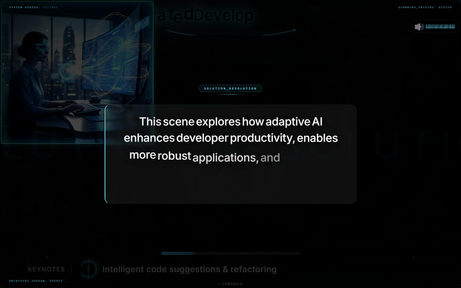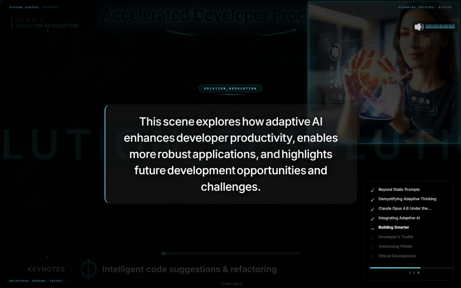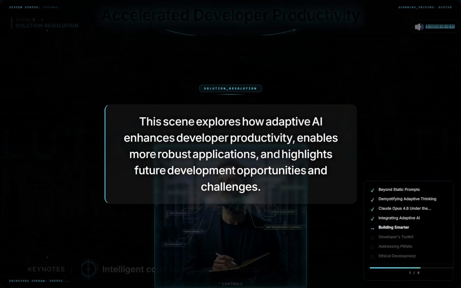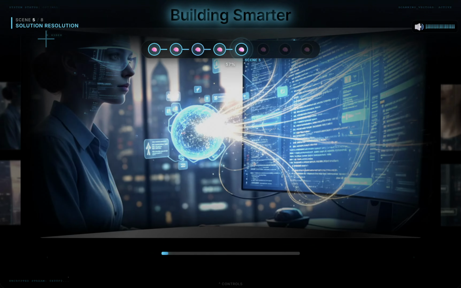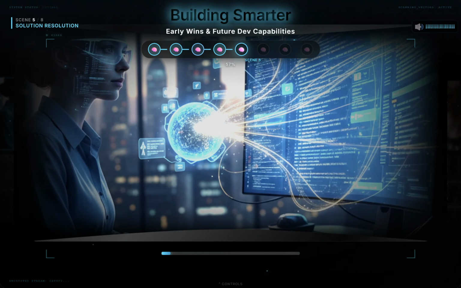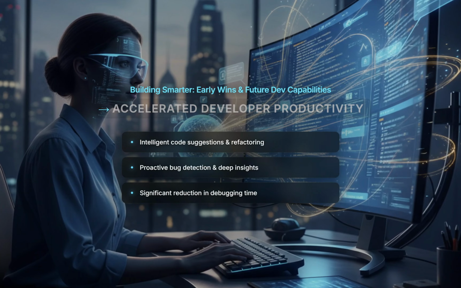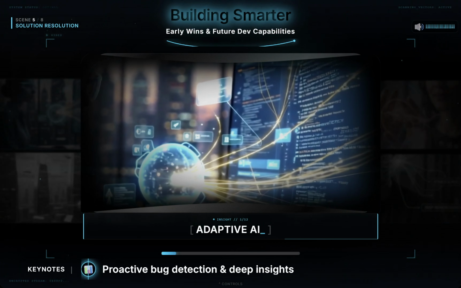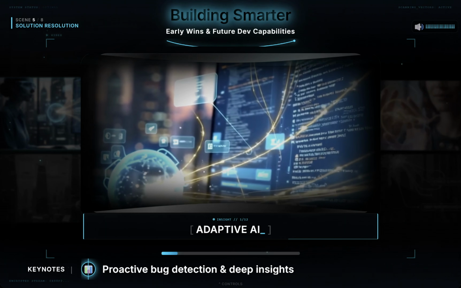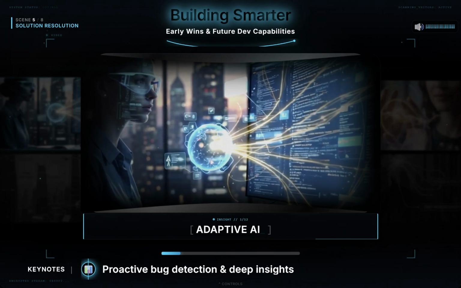So you've seen how to get started with Claude Opus 4.6's API. Now let's talk about the immediate wins you can expect and where this journey is truly headed for developers. First up, adaptive AI dramatically boosts your productivity. Imagine a coding partner that truly understands your intent and adapts as you code, going beyond mere autocomplete. It's about intelligent suggestions, proactive bug detection, and refactoring assistance that anticipates issues.